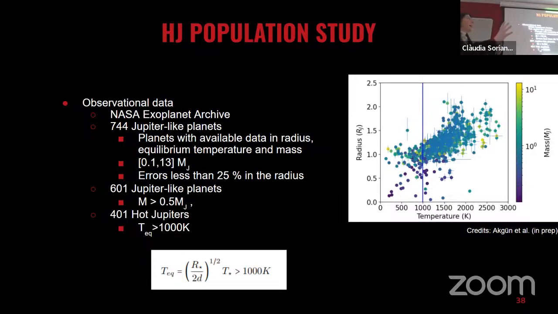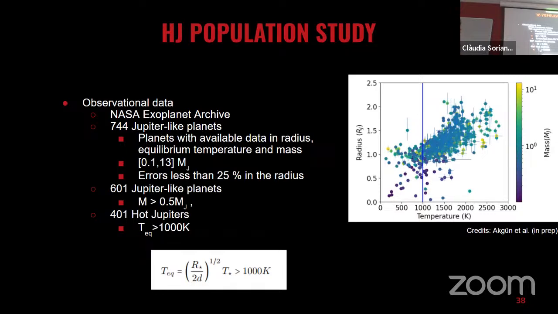So then we focused on those planets with masses from 0.1 to 13 Jupiter masses, and with errors of less than 25% in the radius, which is the magnitude in which we are interested. With this restriction, we had 601 Jupiter-like planets left, and then we focused just on those with masses higher than 0.5 Jupiter masses, because our models can only explain evolution above this mass.